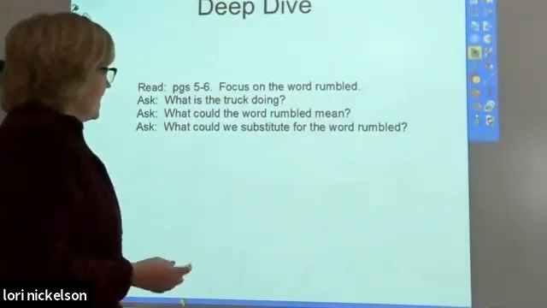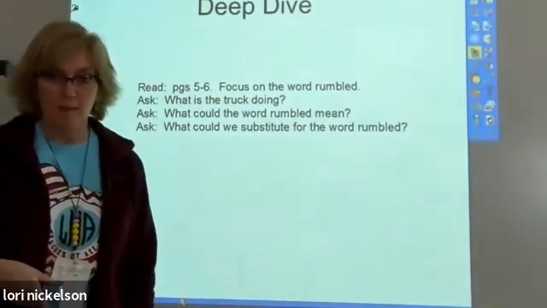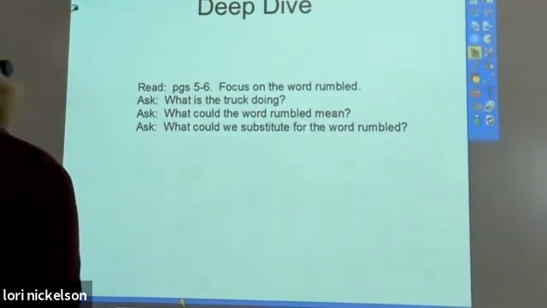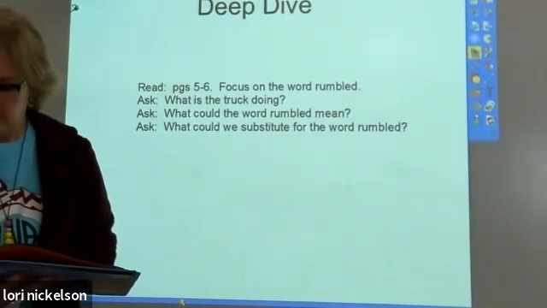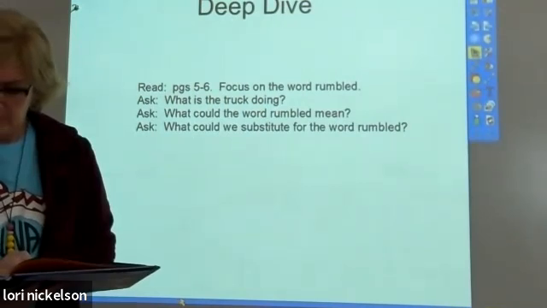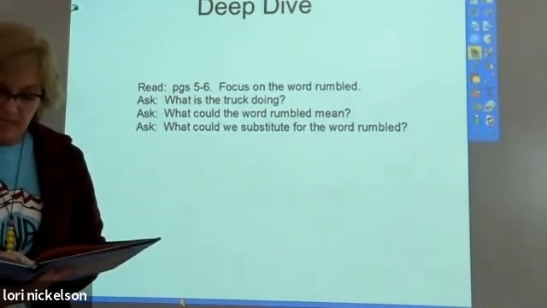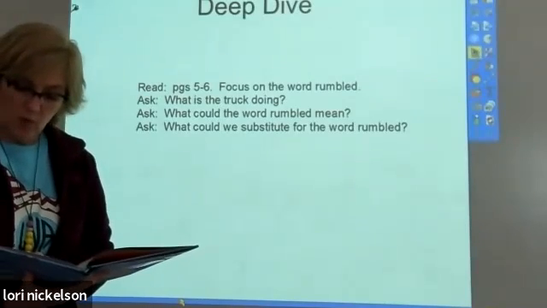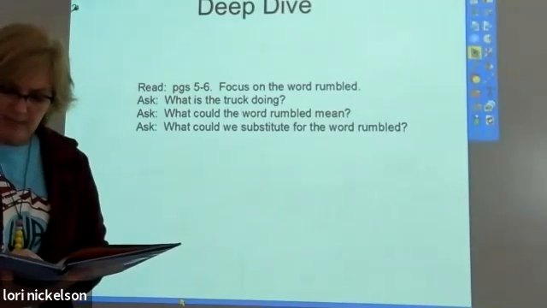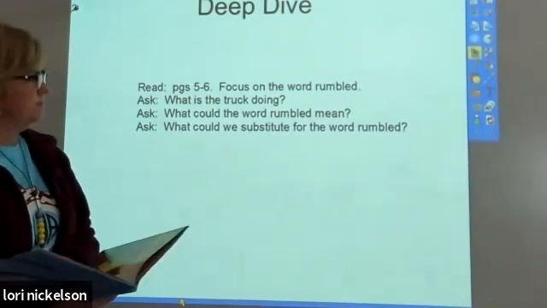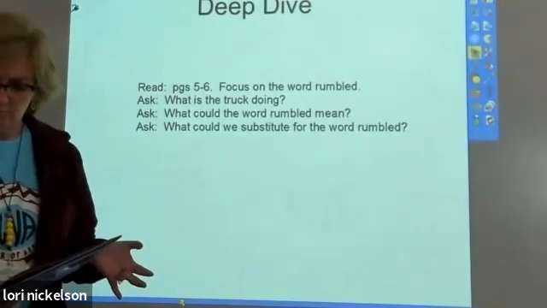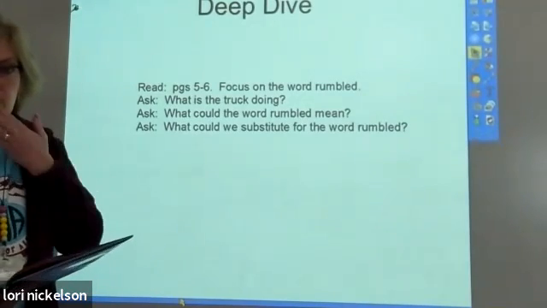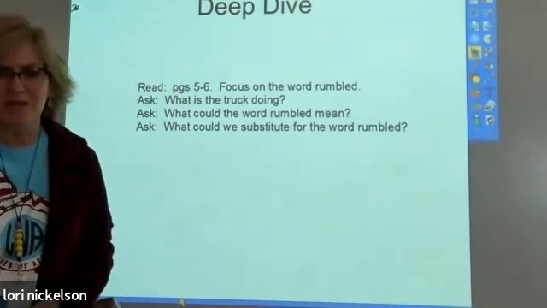Okay, so now we're going to look at 5 and 6, and we're going to focus on the word rumbled. All right, I'm going to read the same page again. At dawn in the fields, William scanned the maize rows for magical beings, then wondered as a truck rumbled past. How does its engine make it go? So what's the truck doing? It's going past the field, isn't it? So what do you think the word rumbled could mean there?